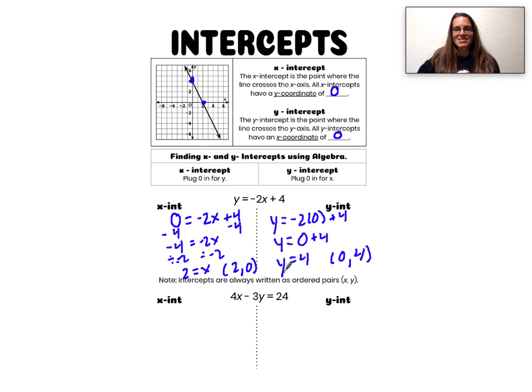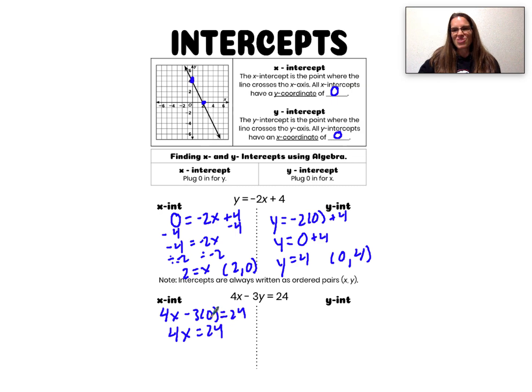Not so bad. Let's go ahead and find the x and y-intercepts of this equation, which isn't written in slope-intercept form. This is written in another form that you have some experience with. So to find the x-intercept, I plug in 0 for y. 4x minus 3 times 0 equals 24. That part disappears, so I'm just going to write 4x equals 24.